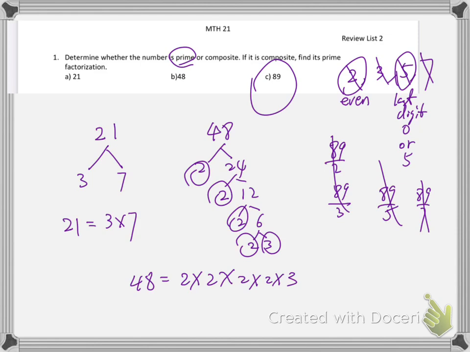Okay, yeah. So that's not officially the best method. You have to go through all the prime numbers less than the square root of 89. So we cheated a little bit. We just checked 2, 3, 5, 7 here. Okay, yeah. So that's number 1. And number 2.